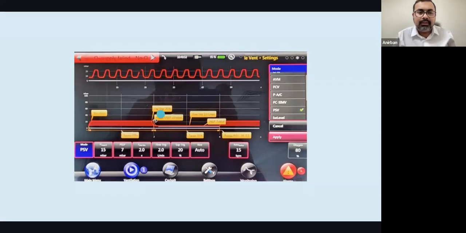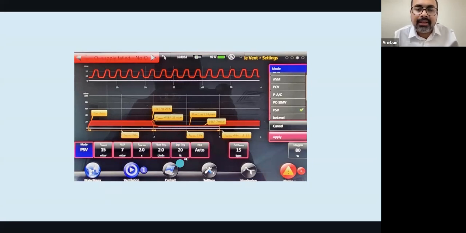So pressure support. What is pressure support? Pressure support is a continuous spontaneous ventilation where the patient will trigger the ventilator and the patient will cycle the ventilator also. So there is no set inspiratory time. Yes, there is a maximum inspiratory time: if the patient does not cycle the ventilator, then at 2 seconds it will interrupt the inspiration. However, this does not come into play in a regular scenario.